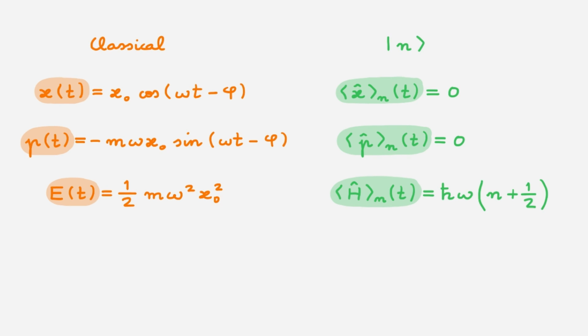And this prompts the question of whether the quantum harmonic oscillator is actually oscillating at all. What we will do in the rest of the video is to show that we can make the quantum harmonic oscillator oscillate, but to do so, the system needs to be in the right state. And lo and behold, it turns out that what we need is coherent states.